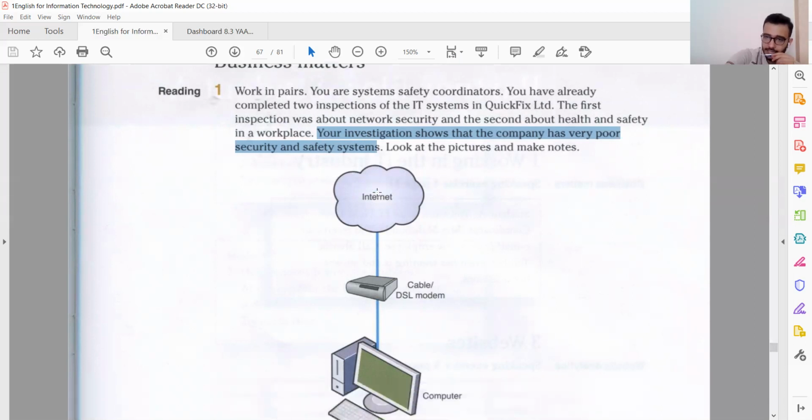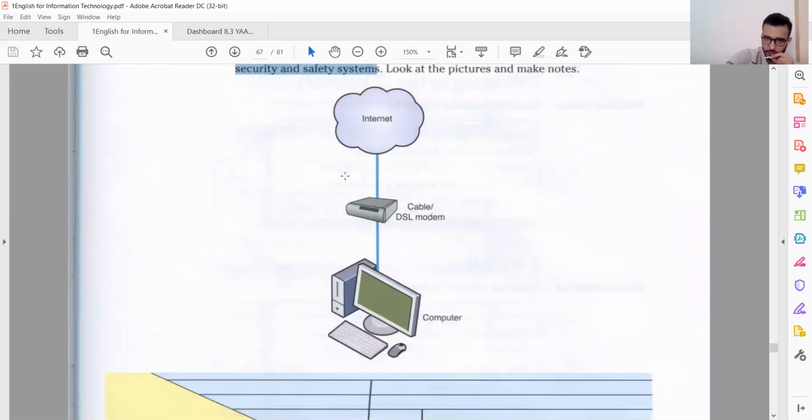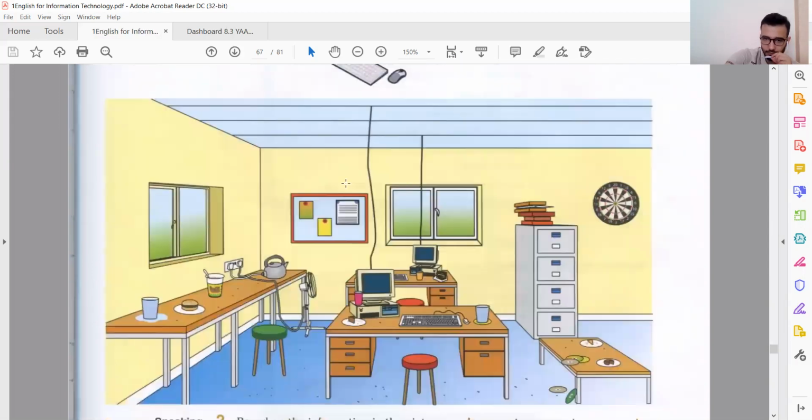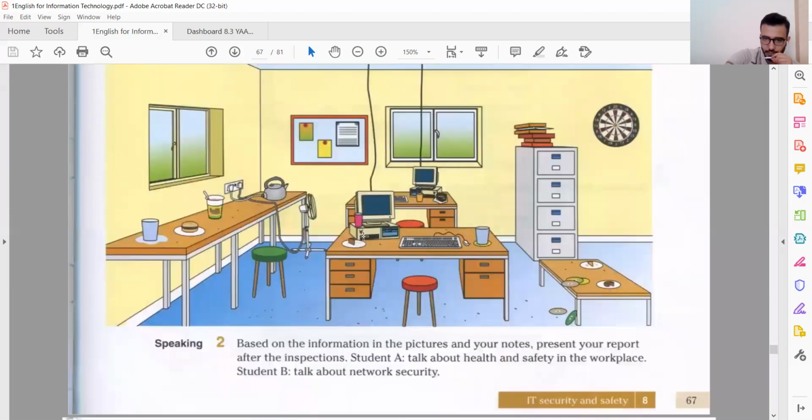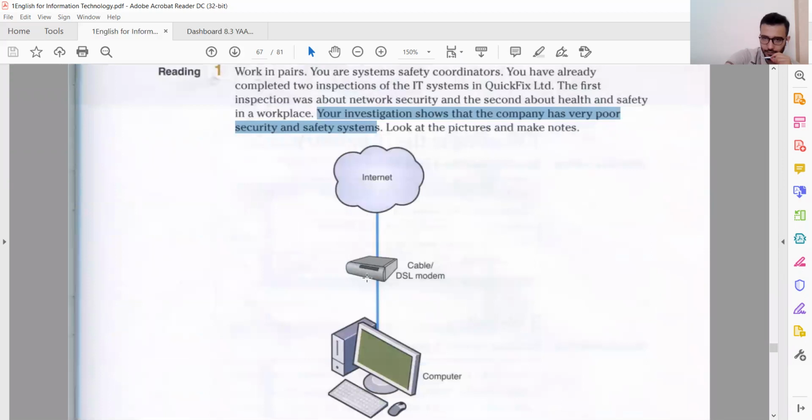Look at the pictures and make notes. First for network security, we know what we can do: use antivirus, use anti-spyware, use backup systems. All the things we said about security software and procedures. Use passwords. Okay, all the things that we said.